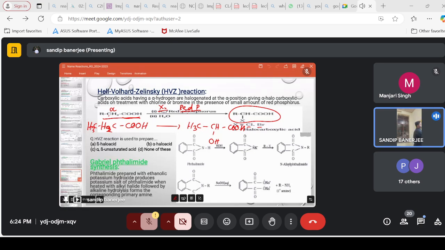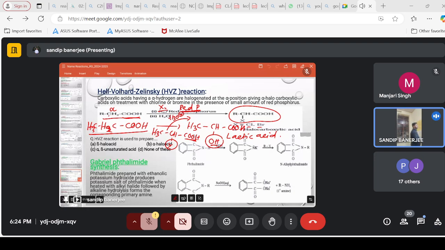So if your starting material is propanoic acid, and you are going with this red P and X2, in the intermediate state you will get the product H3C CHX COOH. And finally, from this to this, if you hydrolyze, because this is an acid, in the acid medium this X will be replaced by the OH, and this is nothing but known as your lactic acid. So this reaction is very important for the formation of lactic acid.